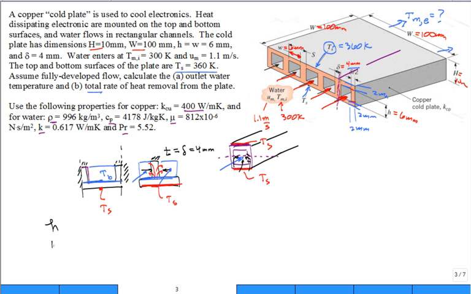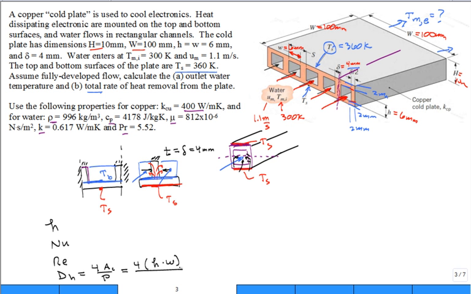In order to get that, I need to get the Nusselt number. In order to get the Nusselt number, I need to get the Reynolds number. In order to get the Reynolds number, I need a hydraulic diameter. So let's go ahead and calculate a hydraulic diameter for this problem. The hydraulic diameter is 4 times the cross-sectional area divided by the wetted perimeter. I'll just look at one of those channels, and so it has an H times a W.